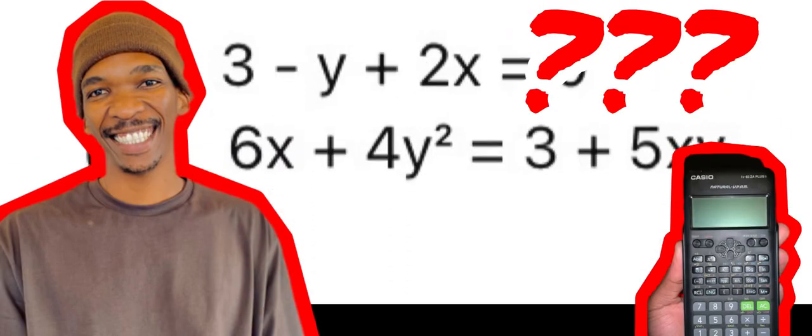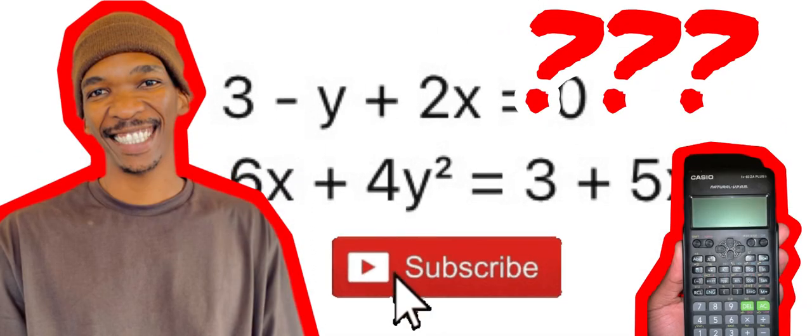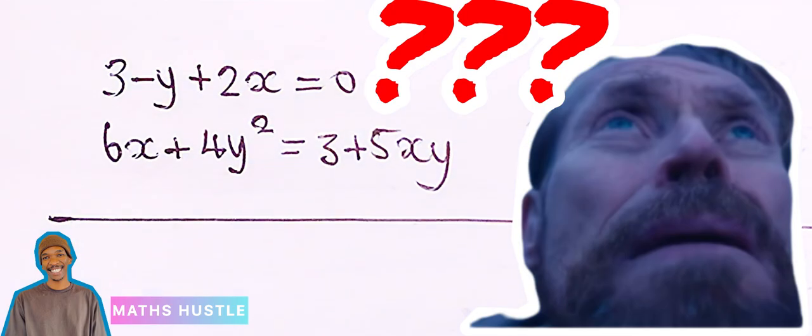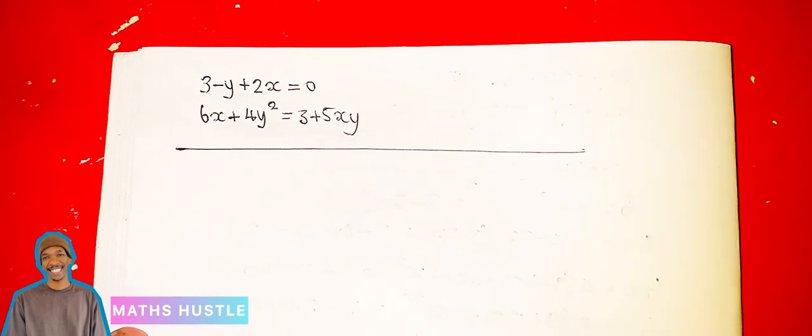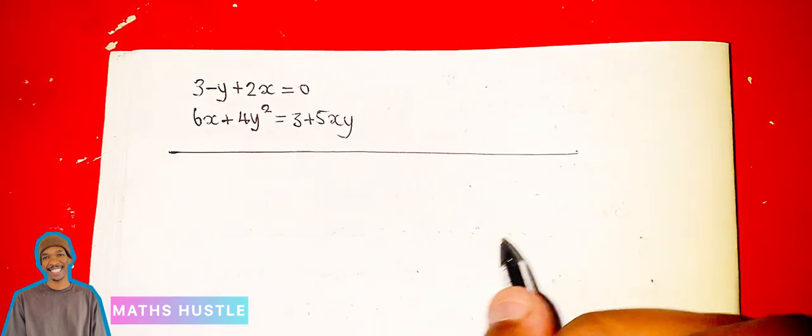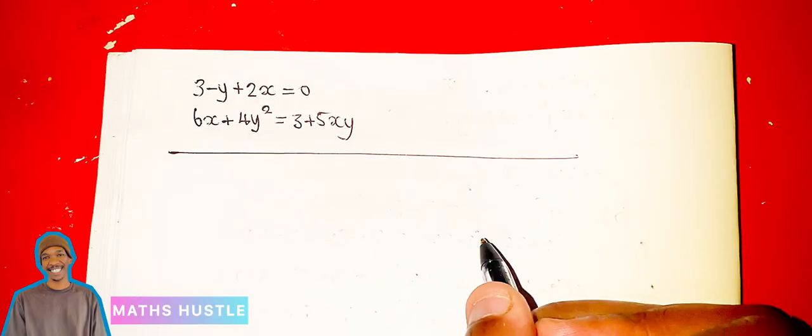Alpha 216, we have a math problem on the loose. I repeat, we have a math problem on the loose. If you're still struggling with solving x and y simultaneously, this is a video for you.